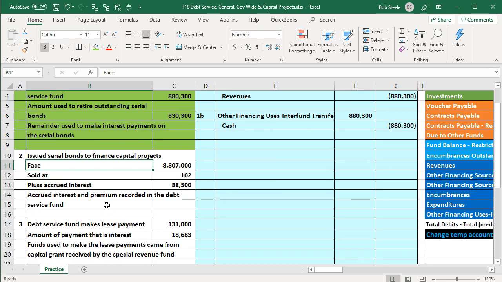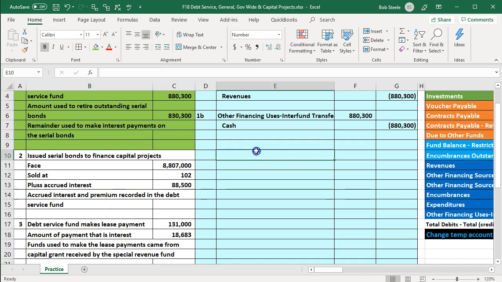Number 2 says it issued serial bonds to finance capital projects. So now we've got to issue the serial bonds. We're financing the capital projects. Here's the face amount. We sold it at 102, so we sold it at a premium, 102% of the face amount, plus accrued interest. We had accrued interest and premium recorded in the debt service fund.